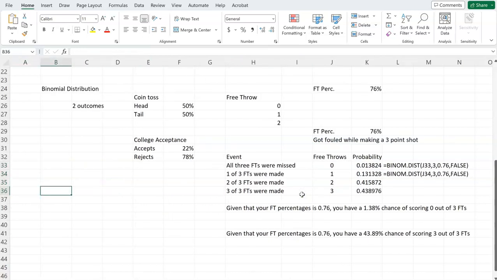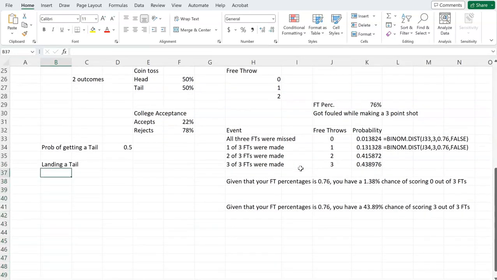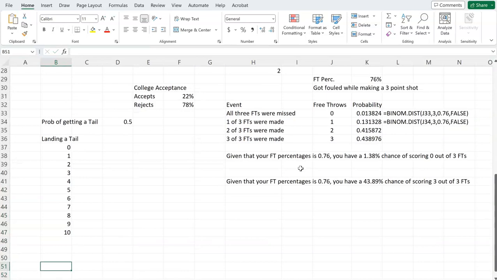Now let's look at the coin toss. Let's say the probability of getting a tail is 0.5 or 50%. So let's say the event is landing a tail, and if I'm doing it 10 times, so I can do 0. So even though the probability of getting a tail is 50%, I could, in theory, get 0 tails, or I could get all 10 flips leading to a tail.